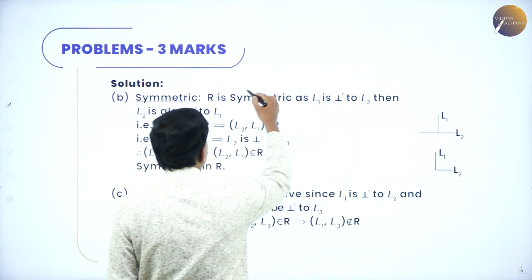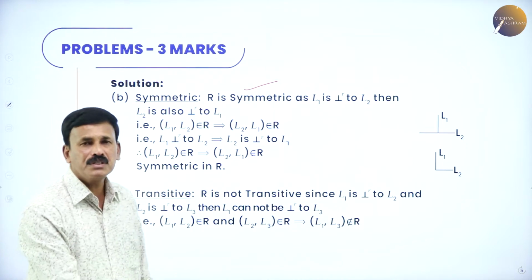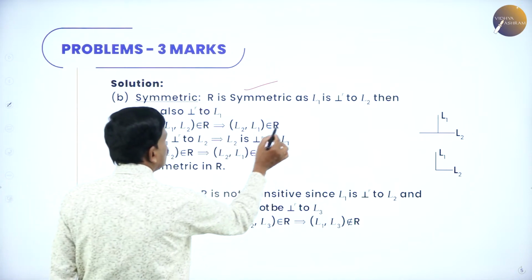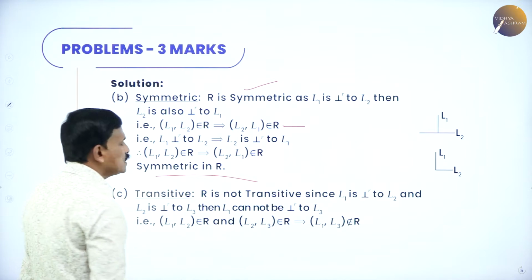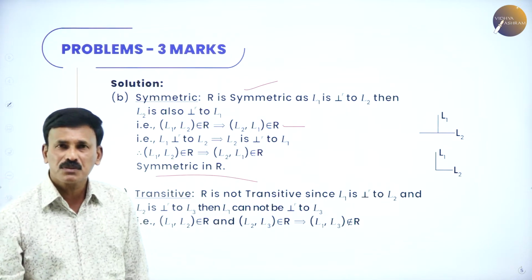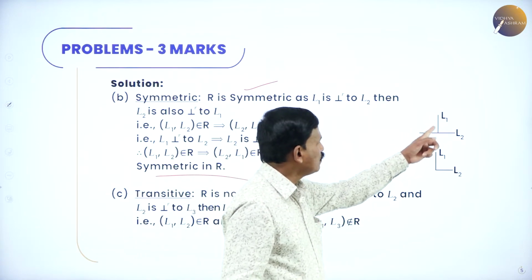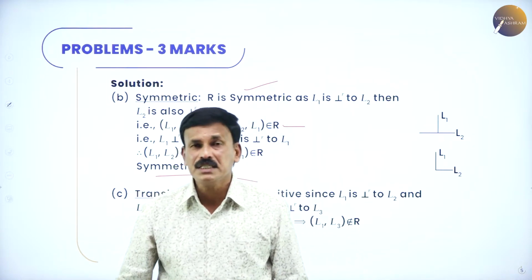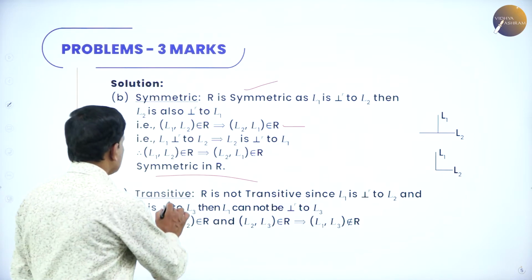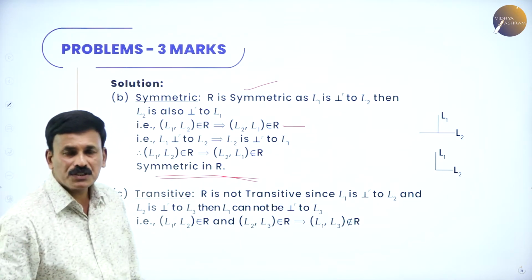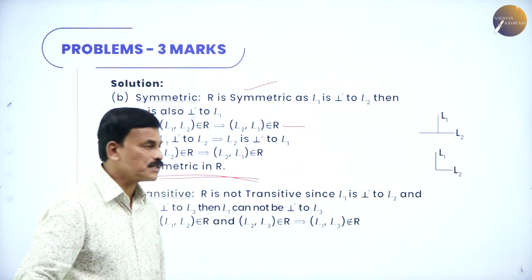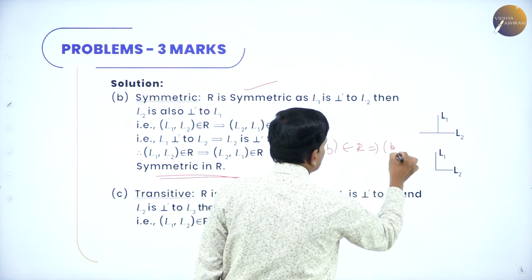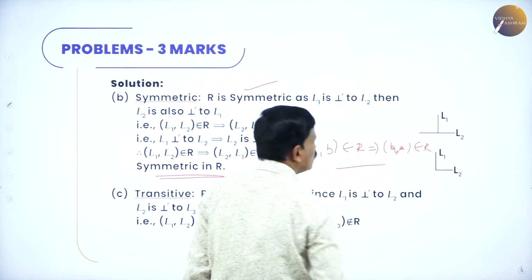Therefore, this is a symmetric relation. If L1 is perpendicular to L2, then L2 is also perpendicular to L1. That is, (L1, L2) belongs to R implies (L2, L1) also belongs to R. You can say perpendicularity is symmetric. That is, R is symmetric because L1 is perpendicular to L2 implies L2 is also perpendicular to L1. That is, (A, B) belongs to R implies (B, A) also belongs to R.